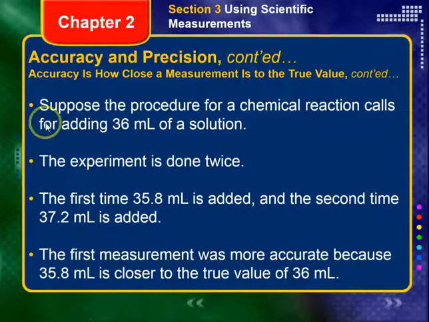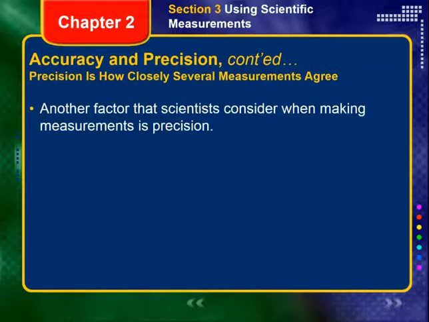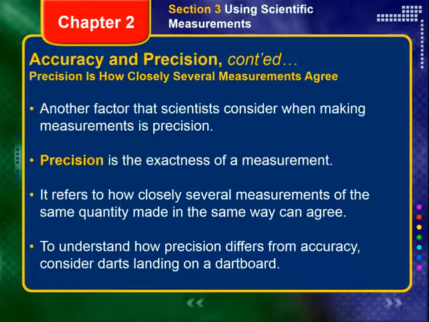Not to go too fast. Notice in this first bullet we said you have to add 36 mils. First time you added 35.8, second time you added 37.2. 35.8 is closer to 36 than is 37.2. Therefore, 35.8, the first measurement, is considered to be more accurate because it's closer to the true or actual value.